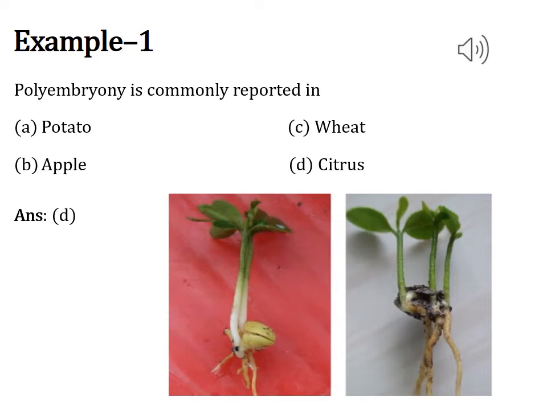So polyembryony is nothing but the development of more than two embryos within a fruit or within an ovule. This kind of polyembryony system might be majorly present in axial placentation. So citrus is the best example for axial placentation. So the answer is D. We can see here in this picture those are the plants of citrus. Usually when it comes to development, they develop in bulk.